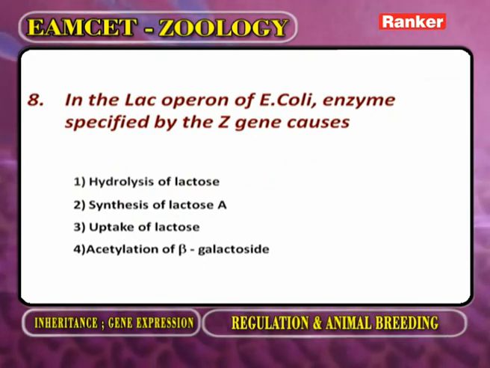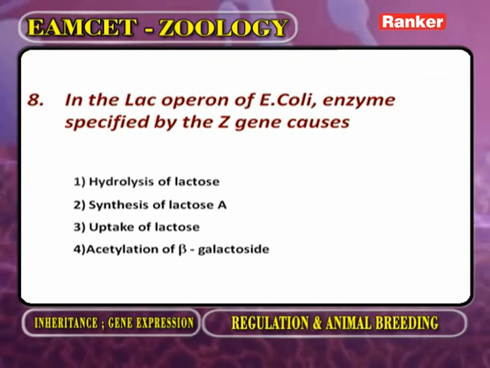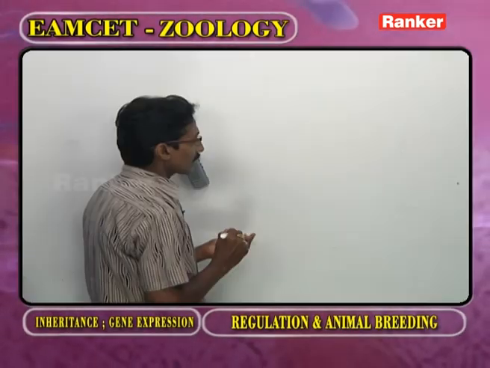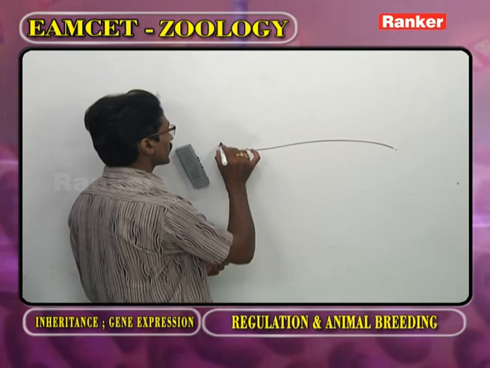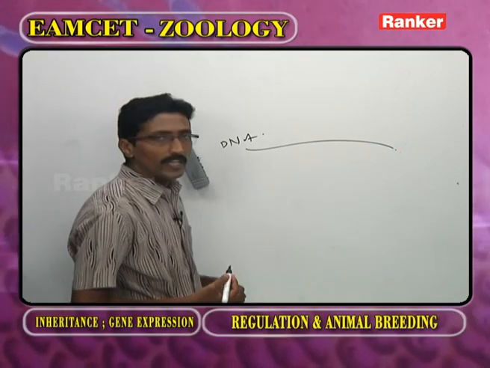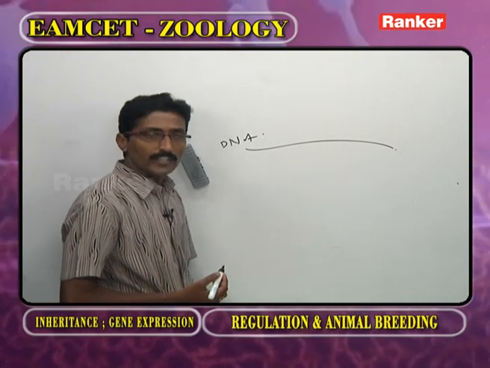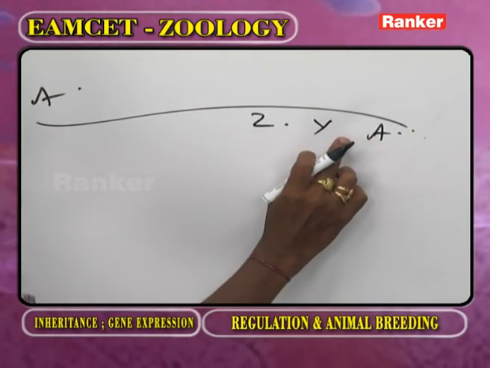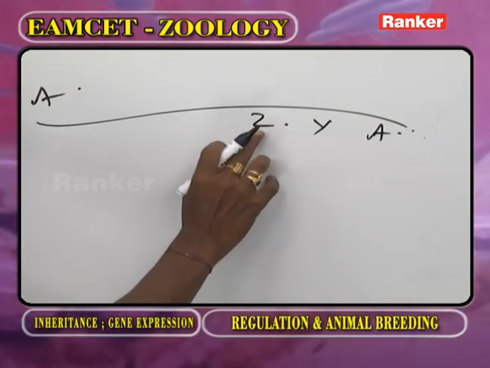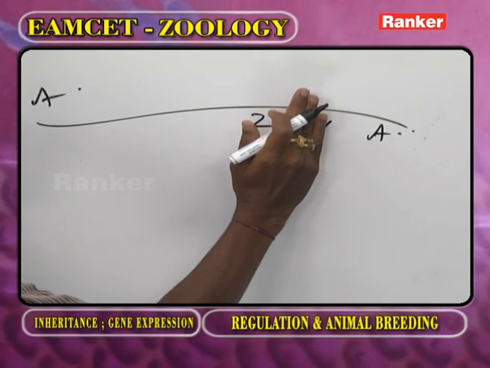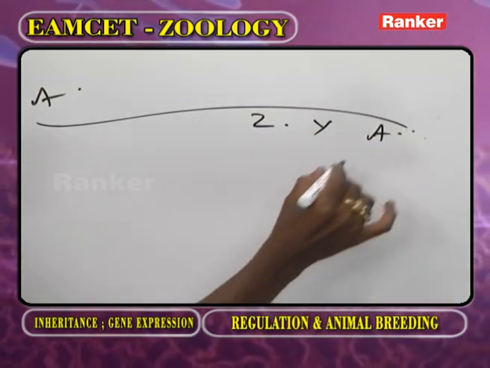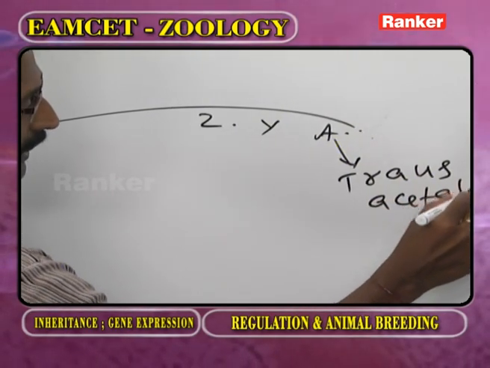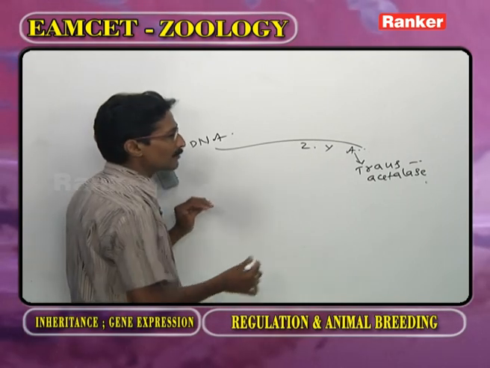In the lac operon of E. coli, the enzyme specified by Z gene causes. Now as we observe the lac operon concept, this is the DNA strand. In prokaryotes, as we observe gene expression and regulation, how many structural genes are present? Z, Y, A. On the right side of Z, Y. On the right side of Y, what is present? A. Now this gene gives rise to what type of enzyme? Transacetylase. Its function is not known till now.